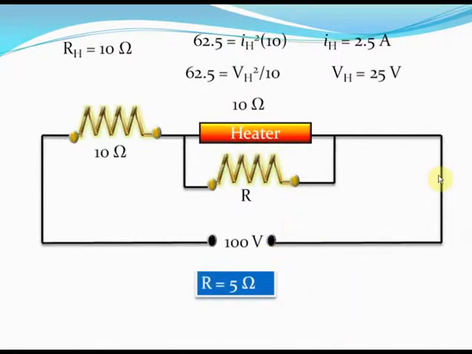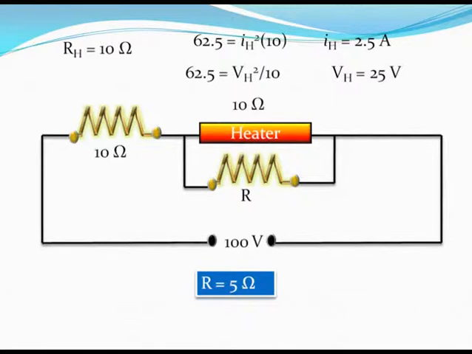And that is our final answer to this IIT JEE problem. So a resistance of R equal to 5 ohms must be connected in parallel with this heater so that a power of 62.5 watts gets dissipated in the heater. Understood? So all this IIT JEE problem really involved was the application of Ohm's law and the application of the formula power is V square by R equal to I square R equal to VI.